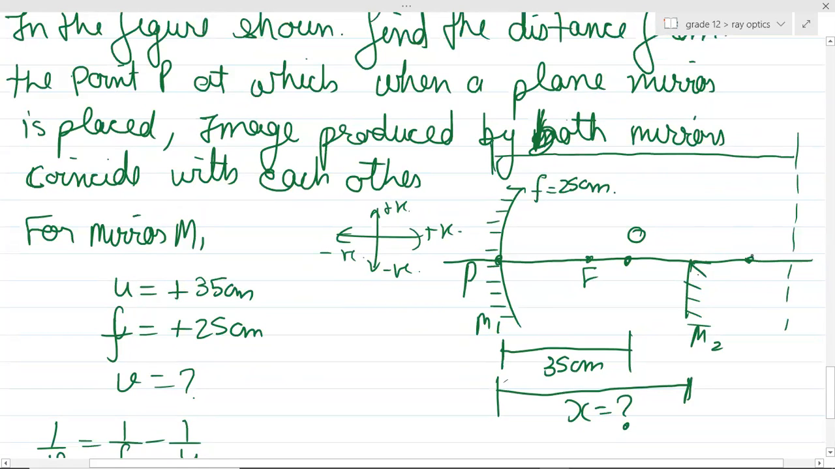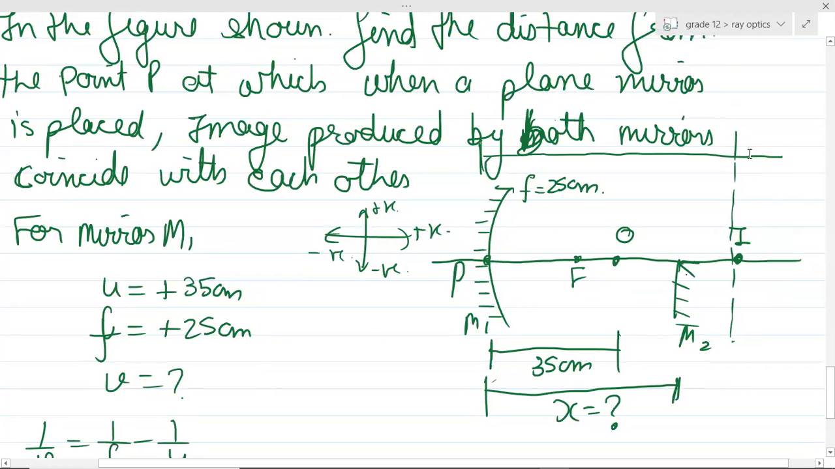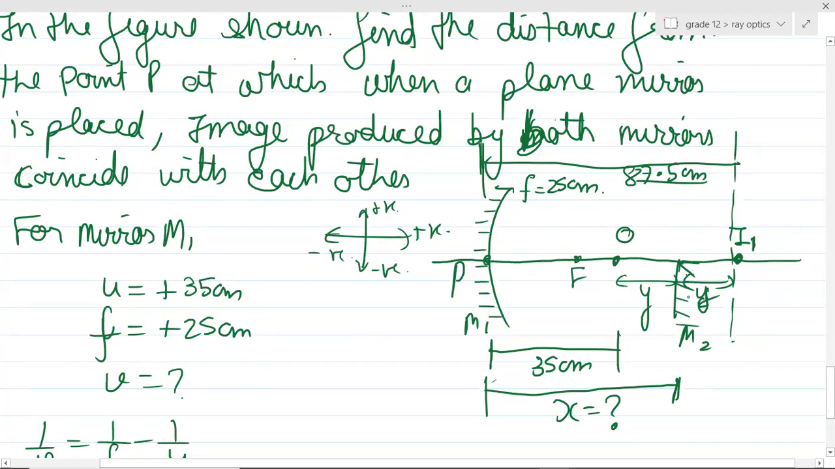If I have drawn the mirror over here, that implies the image shall form at 87.5 over here. So from here to here, the distance shall be 87.5 centimeter, right? Now, can you see this is the image 1, and obviously this mirror M2 should be placed in such a way that this distance, let's say y, and this distance should be both equal. It's because of the properties of plane mirror, image formation by plane mirror, right?